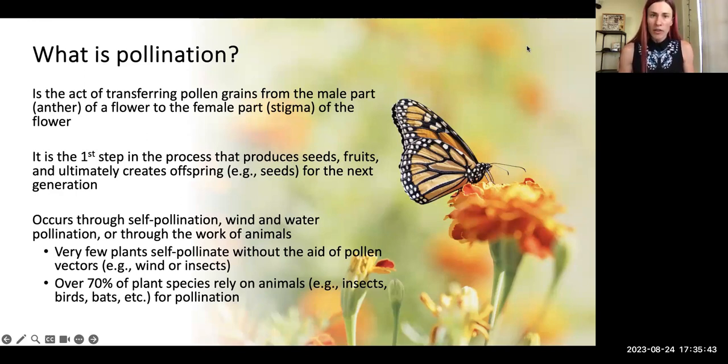As I mentioned, very few plants self-pollinate without the aid of pollen vectors. And over 70% of plant species rely on animals, such as insects, birds, bats, hummingbirds, etc., for pollination.